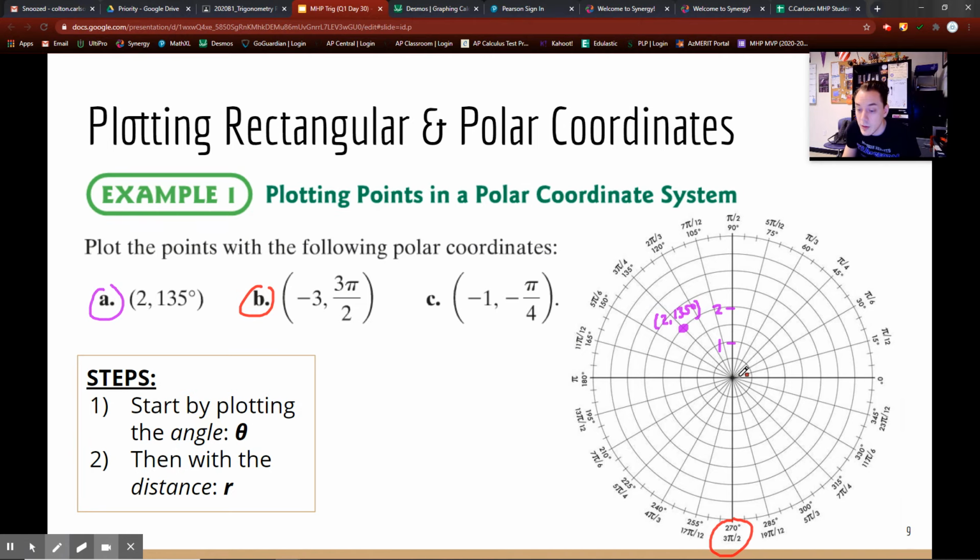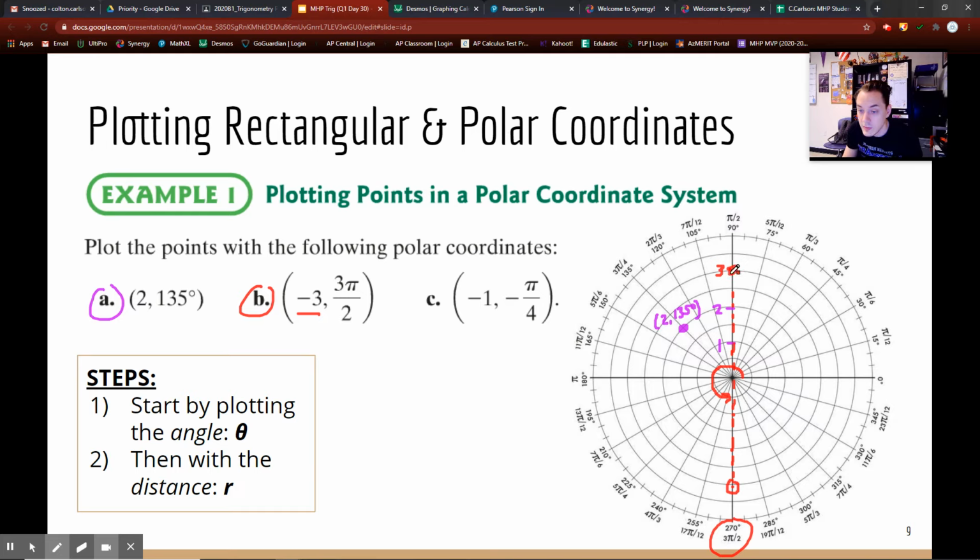And so basically what I'm doing is I'm going all the way around. So I'm right here, and now I want to plot my distance, which is 3. So 3 would be, that's 1, right? This is 2. And so 3 would be right here. So technically it would be right here. But the problem is, since it's negative, I go to the opposite ray. So the opposite ray, and 3 would be right here.